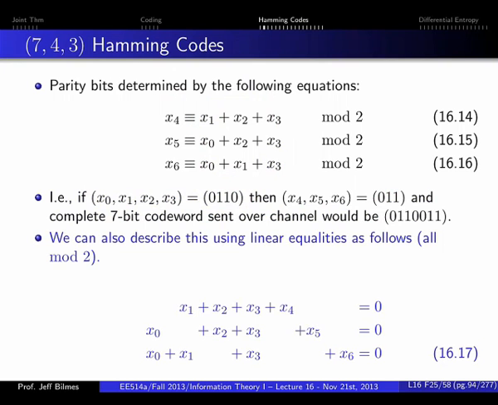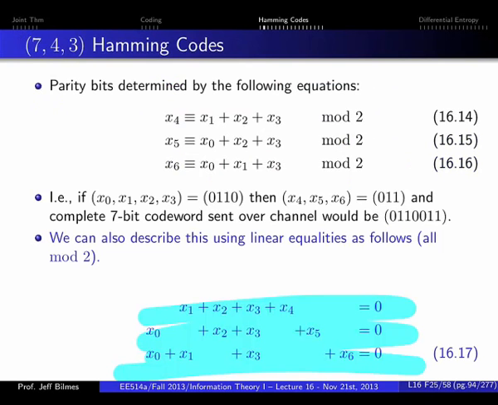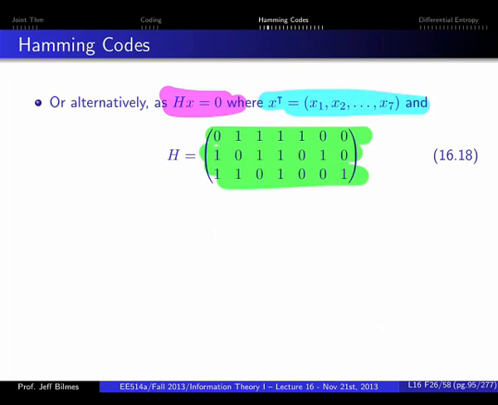Now, it turns out we can also describe this using a linear equation, or linear equality in particular. Everything, again, is mod 2, where we can write it in a number of different forms, but when we write it in this form here, it's starting to look a little bit like a matrix vector multiply. And in fact, we can write this as a matrix vector multiply where x is a vector of length 7. And then we have this matrix H. And the equation that we had in the previous slide is just this, Hx equals 0. So this equation here corresponds exactly to this equation here. Is that right? Let's see. Yep.